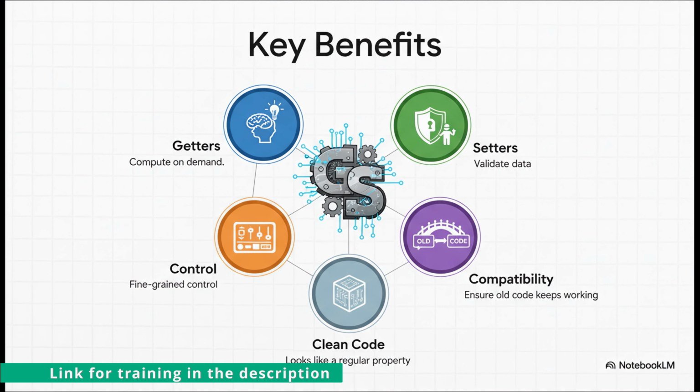So let's boil it all down. Getters are for computing data right when you need it. Setters act as your guardians, validating or transforming data before it gets saved. Together, they give you fine-grained control, they ensure compatibility during refactors, and best of all, they keep your code looking clean and normal from the outside.